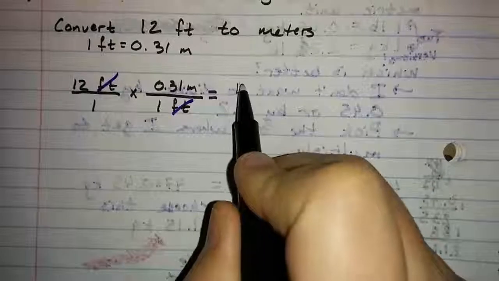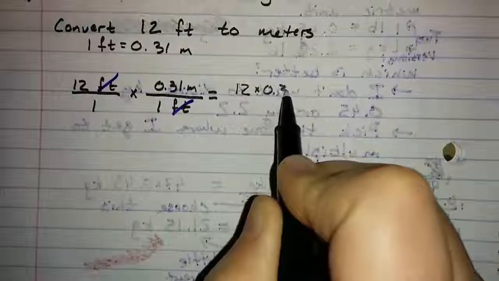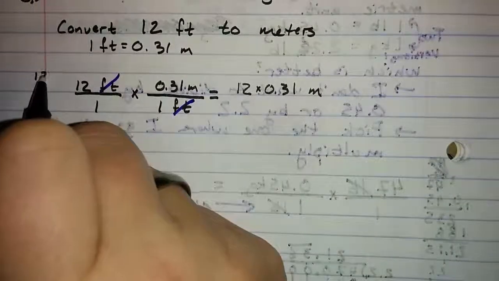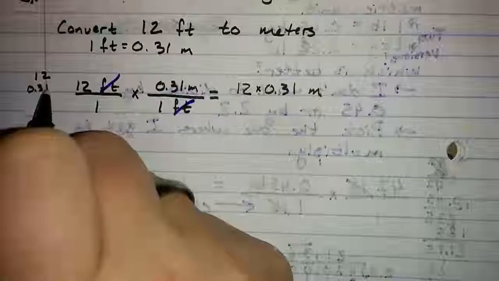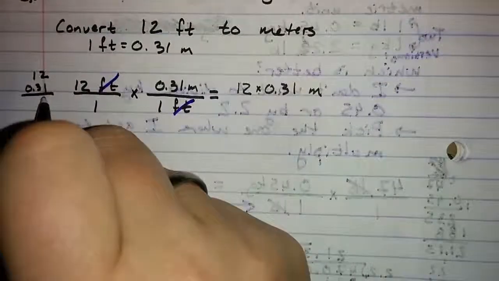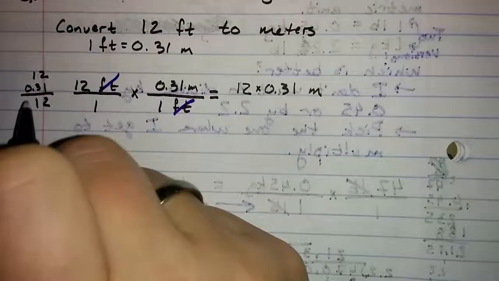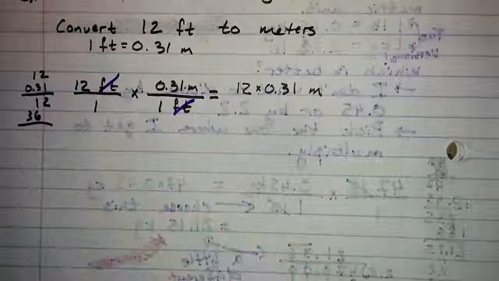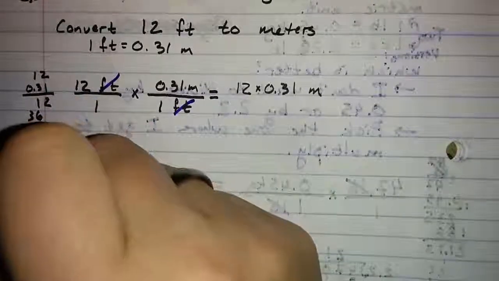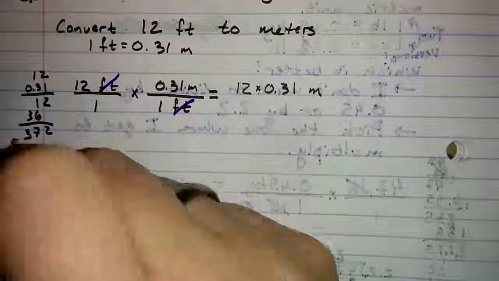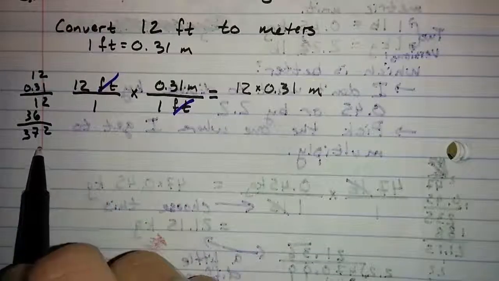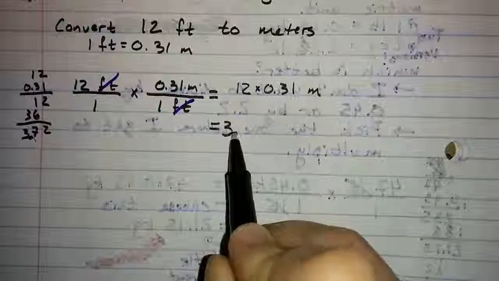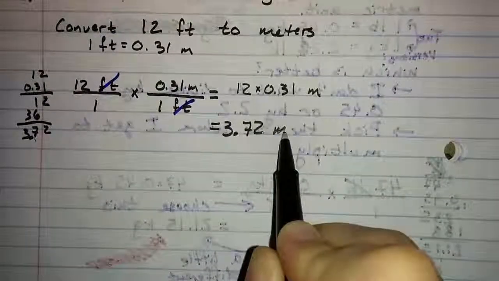So I'll just have 12 times 0.31 meters. Let's multiply that out. 12 times 0.31, 1 times 2 is 2, 1 times 1 is 1. 3 times 2 is 6, 3 times 1 is 3. Adding those up, I get 2, 7, 3. 2 digits after the decimal point. I have 3.72 meters.